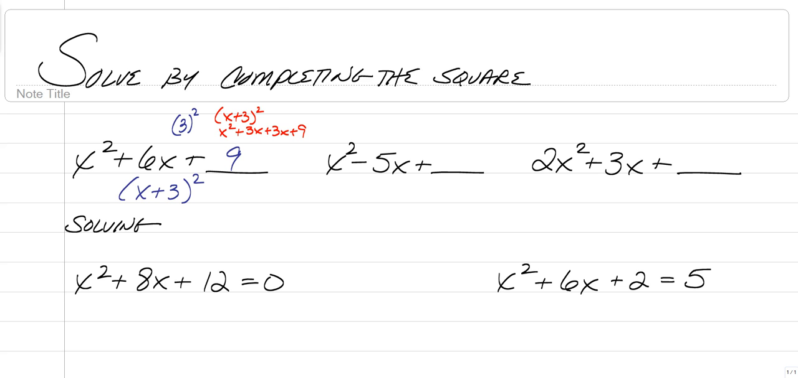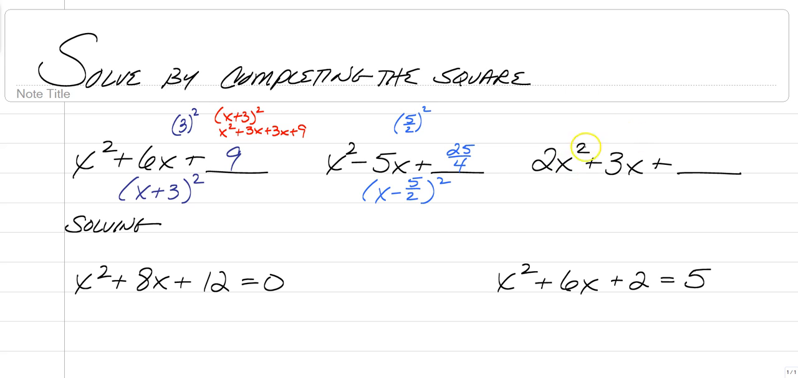So in this next example, you still have to take half no matter what it is. So in this case, we have 5. So half of 5 is 5 halves, squared. We would have 25 fourths. And then to write it as a square, we would have x minus 5 halves, squared. Okay?